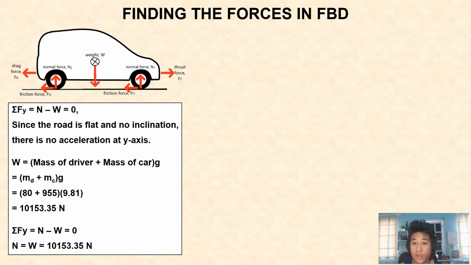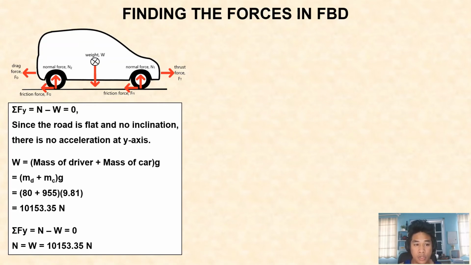Now, how do we obtain the weight of the car exactly? We need to include all the masses involved and multiply by the gravitational acceleration. The mass of the driver is 80 kilograms and the mass of the Myvi car is 955 kilograms specifically. We add them up and multiply by the gravitational acceleration, which is 9.81, and we obtain the downward force of 10,153.35 Newton, which is the total weight of the car and the driver.